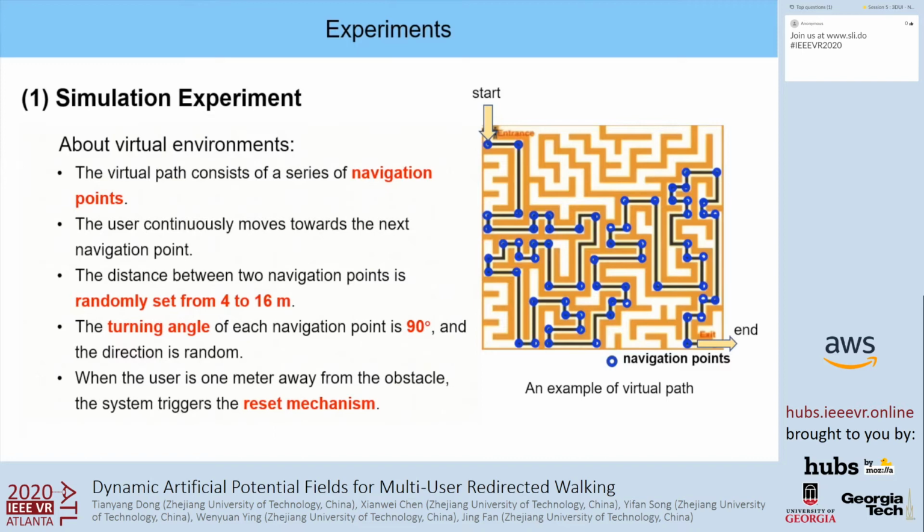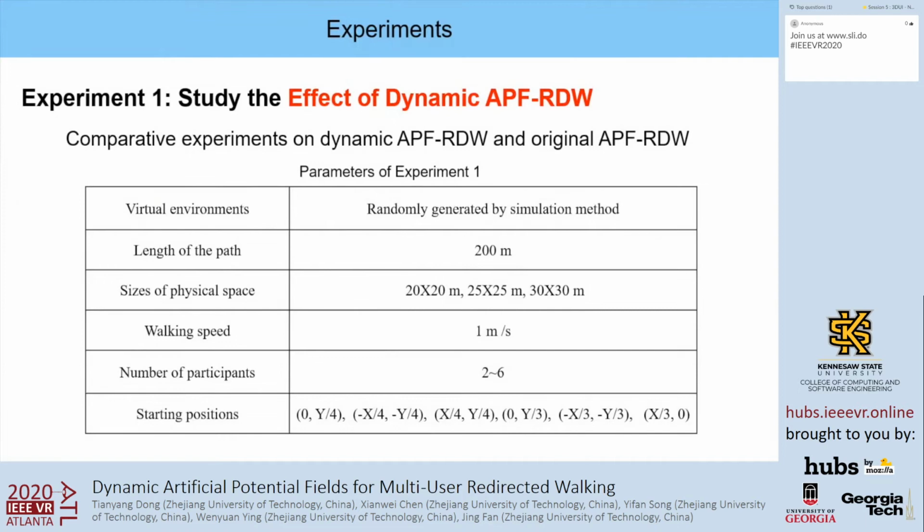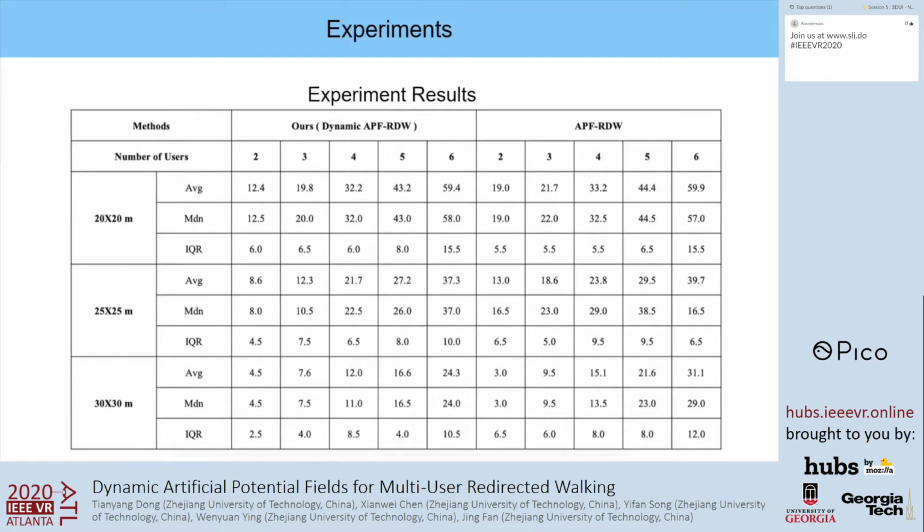In order to study the effectiveness of the proposed method, we conducted comparative experiments on different methods, including our method and the original APF redirected walking. The parameters of the experiment are shown in the table. The experiment results are in the table.